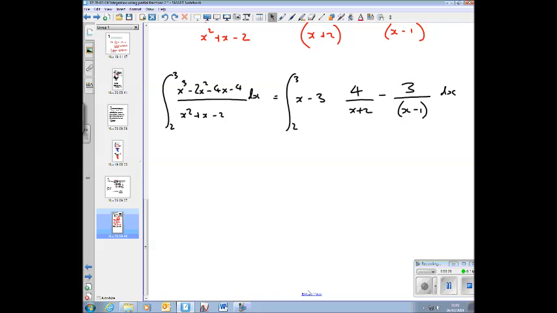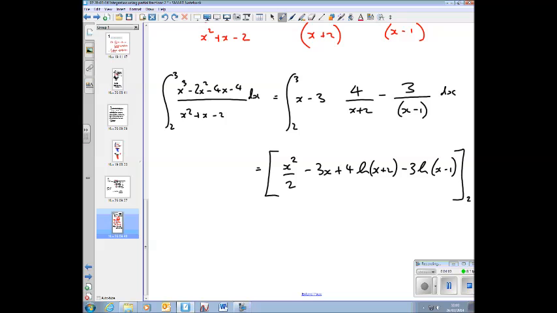So it equals, I'm going to use square brackets because I'm going to put the values in eventually. What's the integral of x? Add 1 to the power divided by the new power, x squared over 2. What's the integral of 3? 3x. The integral of this is plus 4 log x plus 2. Minus 3 log x minus 1. And then I'm going to put my limits of 2 and 3.